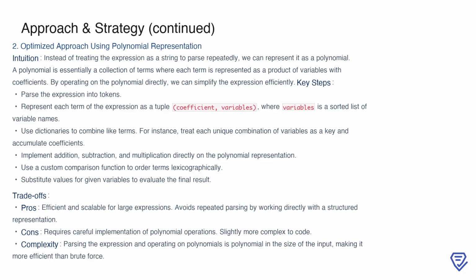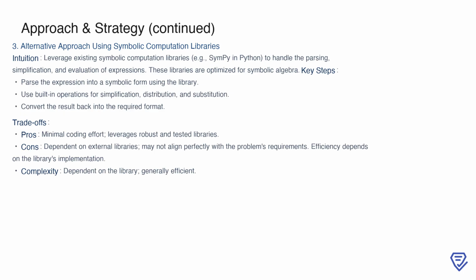force solution. An alternative method involves leveraging symbolic computation libraries such as SymPy in Python. These libraries are specifically designed for symbolic algebra, making them a powerful tool for parsing, simplifying, and evaluating mathematical expressions. The process begins by parsing the expression into a symbolic form using the library. Then, built-in functions handle tasks like distribution, simplification, and substitution, significantly reducing the amount of manual implementation required. Once the simplification is complete, the result is converted back into the format specified by the problem.